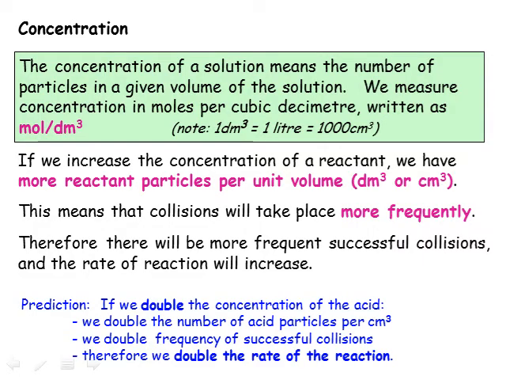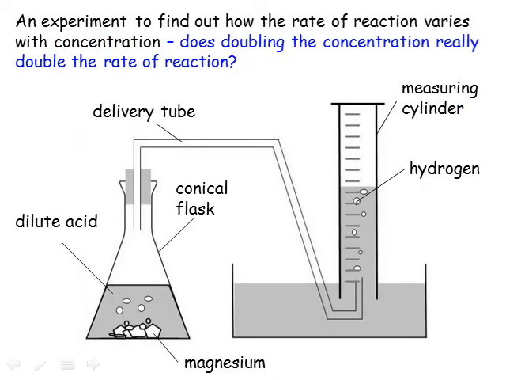In fact, we can make the prediction that if we double the concentration of a reactant, then there will be twice as many reactant particles per centimetre cubed, so successful collisions will take place twice as often, and the rate of reaction will be doubled. We can easily set up an investigation to see if this prediction holds true experimentally.